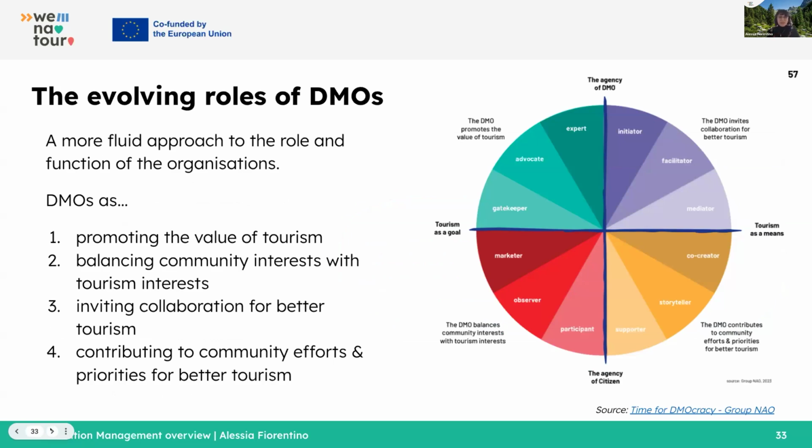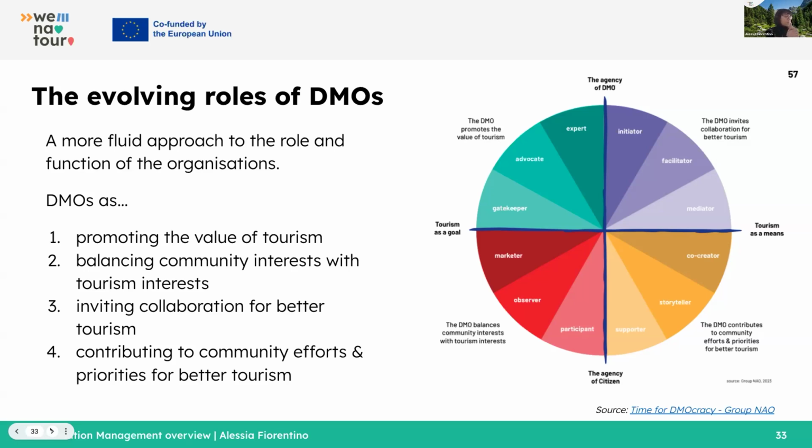Next, please. So what the DMocracy model also asks DMOs is to be fluid. Fluid is sometimes an overused word, but seeing the role of the DMO as fluid means that they have a different spectrum of responsibilities that they can undertake, and they try to figure DMOs in 4 ways. So DMOs should, of course, promote the value of tourism, but it should be a value that is decided among all stakeholders, so a shared value.